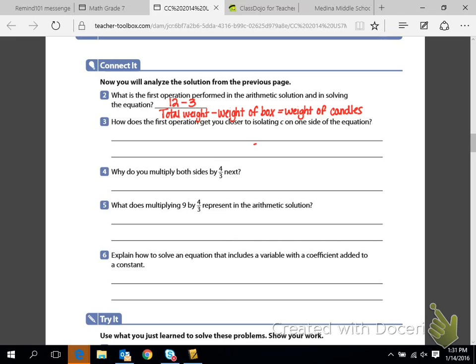So how does the first operation get you closer to isolating C on one side of the equation? And we actually just answered that. We now know only the weight of the candles.